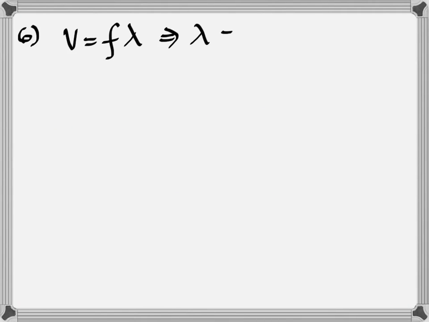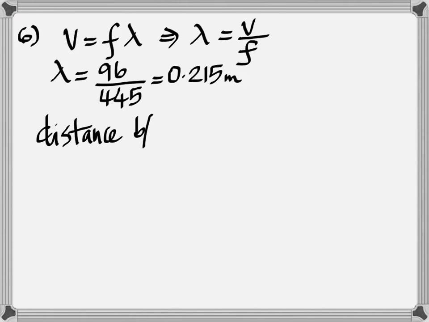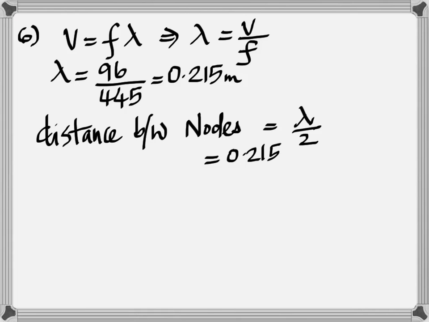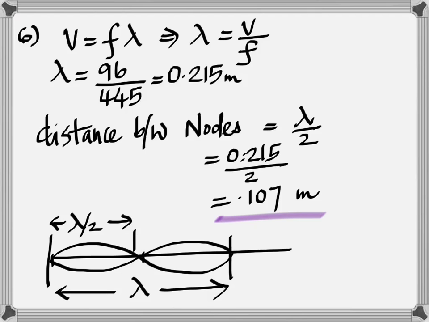All right, so from velocity and frequency, you first find the wavelength. And then you know that the distance between nodes is lambda by 2. So since you have the wavelength, just divide it by 2. And I'm trying to explain again that the distance between two nodes is lambda by 2.